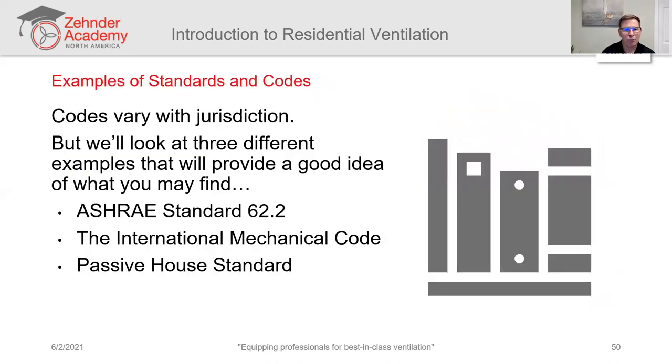So three codes that we're going to look at, and then I'll make some comments about the Vermont code. We'll look at the ASHRAE standard 62.2. We'll look at the International Mechanical Code. And then we'll look briefly at the Passive House standard as well. And in today's presentation, we're just summarizing each of these, okay? So it's important that you be more familiar than just what we're going to address today. If you're literally specifying a house, you're going to need to dive in a bit. But we'll cover the overarching themes here.